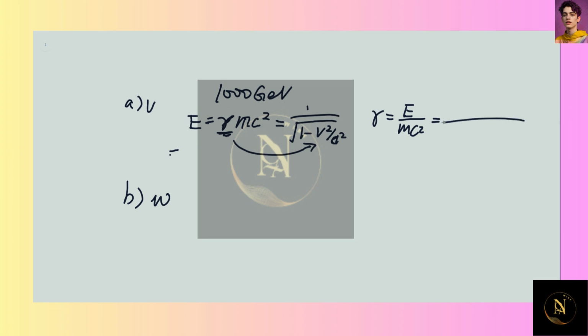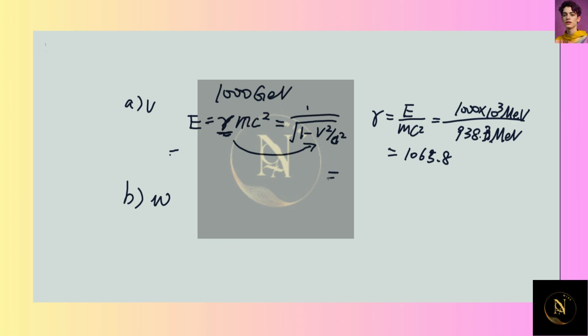So omega equals E over mc squared, and we know E is 1,000 GeV, and the rest energy is 0.938 GeV. This gives us an omega of 1065.8, and then we can find the v from this omega, because omega equals 1 over the square root of 1 minus v squared over c squared.